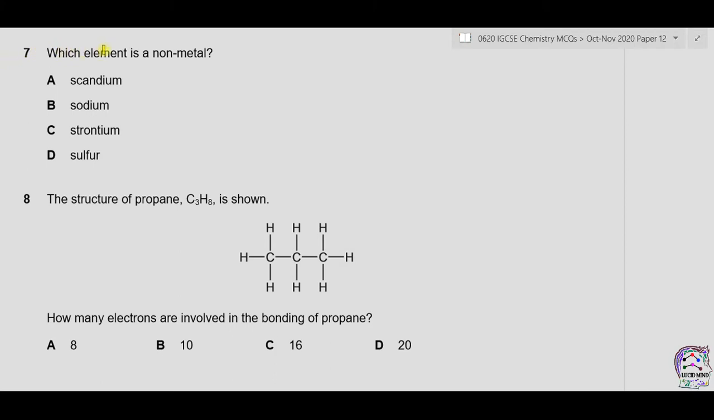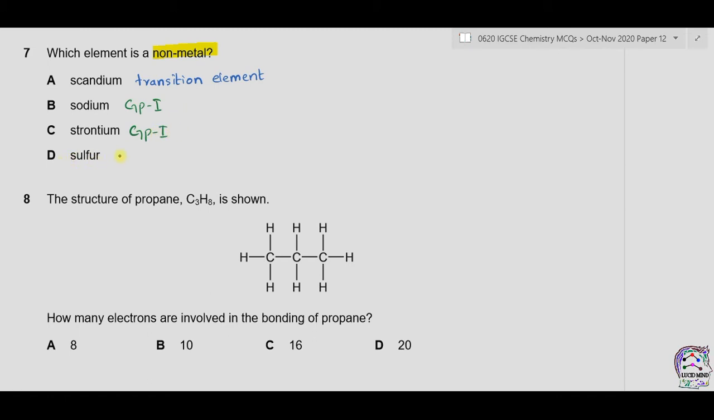Question number 7. Which element is a non-metal? A is scandium. Now scandium is a transition element and we know that all transition elements are metals. B is sodium and sodium belongs to group 1 of the periodic table. Group 1 is of alkali metals.